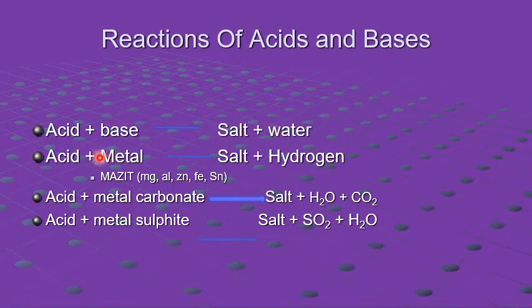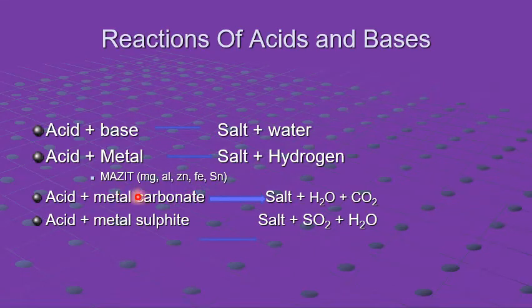Next, we have acid plus a metal carbonate. Anytime you have an acid and metal carbonate, you're always going to be producing salt, water, and carbon dioxide. Anytime you have a carbonate, carbon dioxide is also produced.